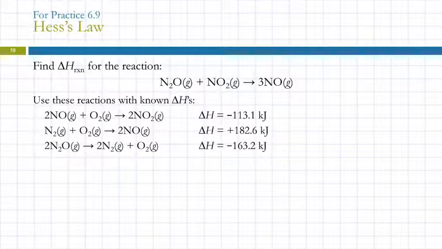So let's do an example. Find the heat of reaction for this reaction. We've got N2O plus NO2 going to 3 NOs, just lots of N's and O's in there. The information that we have is these 3 reactions. Delta H is known for these. So what we need to do is figure out how we can combine these chemical reactions so that they add up to this one. Things that we can do are multiply the coefficients by a number, write the reaction in the reverse direction, and add them together.